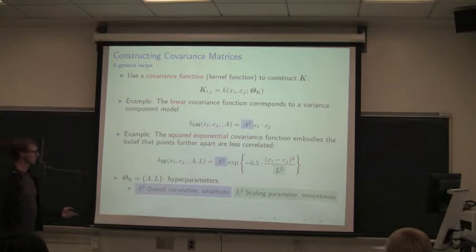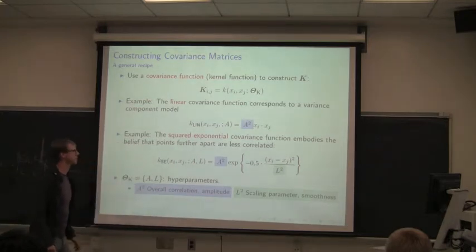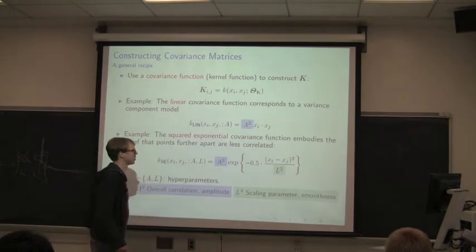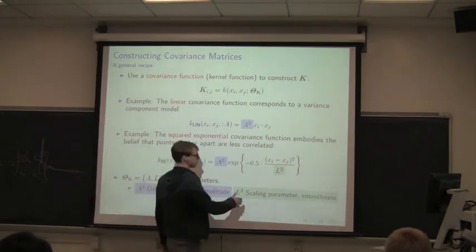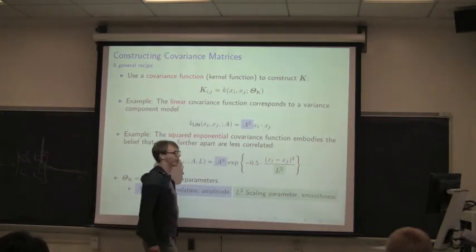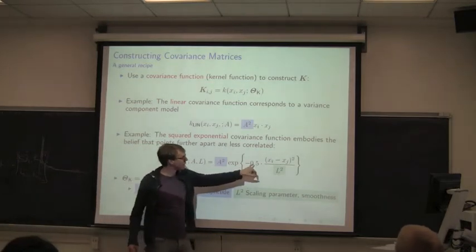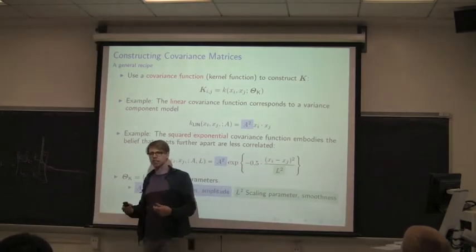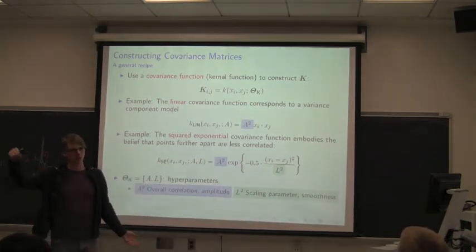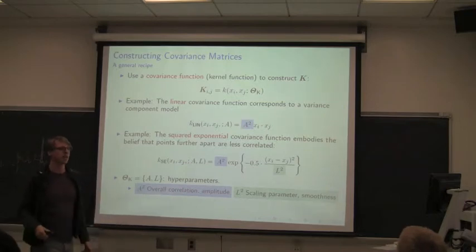Well, this a squared is just the overall amplitude. And then we have this scaling parameter, which we will see controls the smoothness of those functions. But again, you can prove that for every pair of x's that you put in there, if you fill the matrix like that, you will get a positive definite matrix.